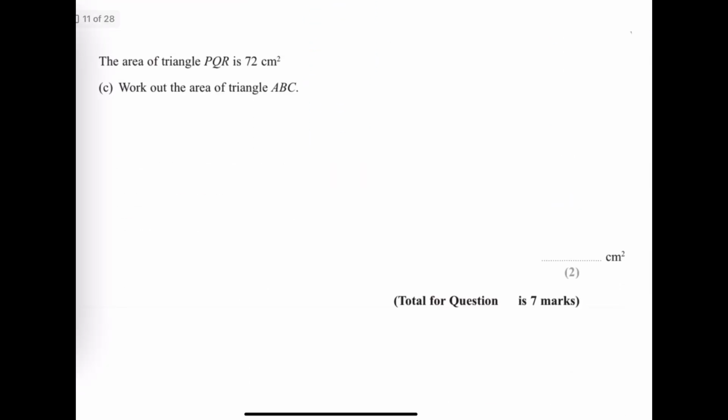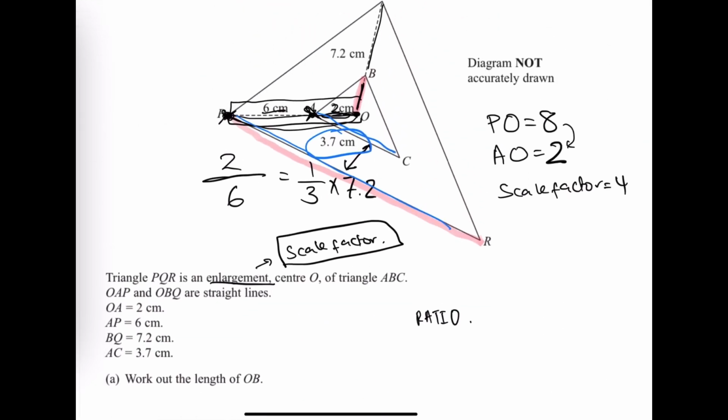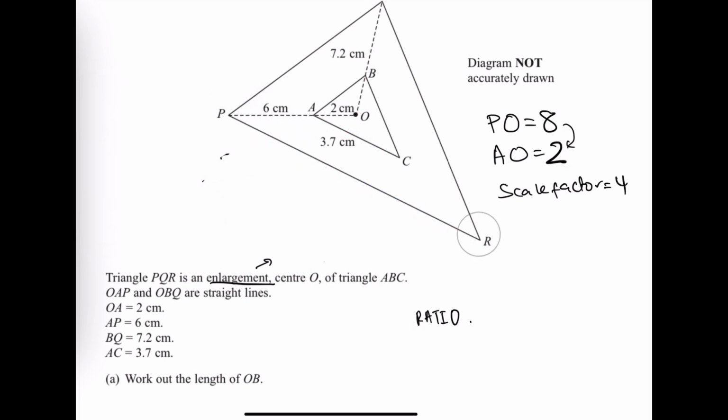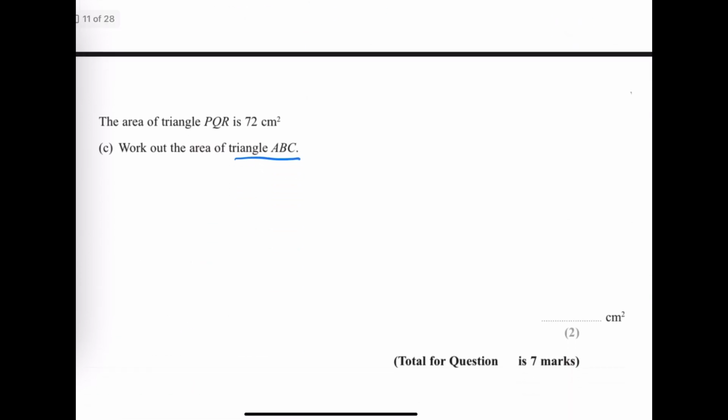So the area of a triangle PQR is 72 centimeters squared. Work out the area of the triangle ABC. So ABC, if we just kind of move this so that we can see more clearly. So we are trying to find out what the area of this over here. We know that the scale factor is 4. So because it's in centimeter, we need to be able to do it. So it'll be 4 squared. So that is 16.